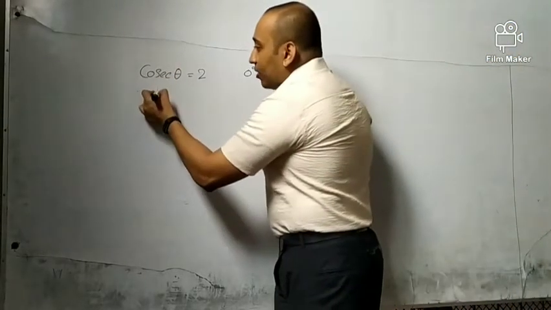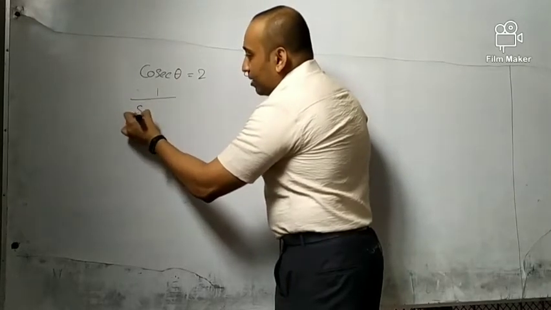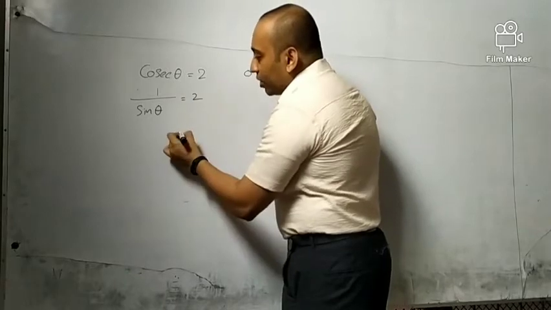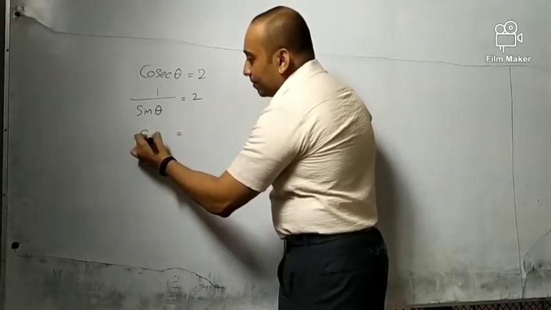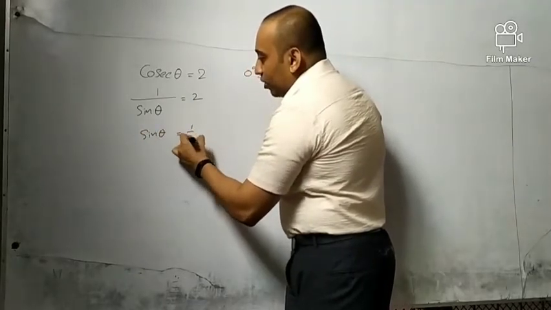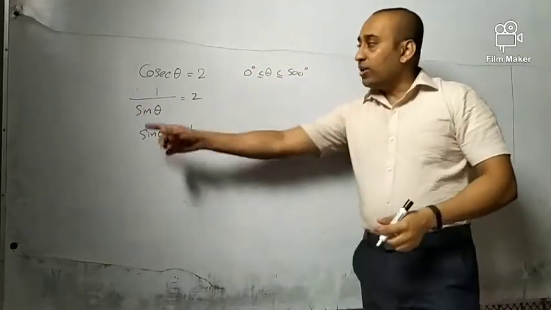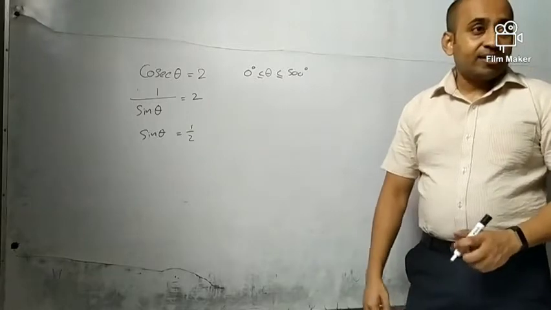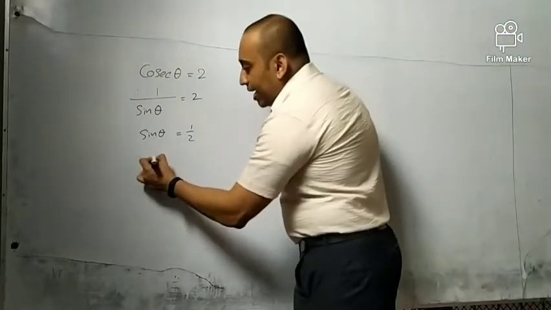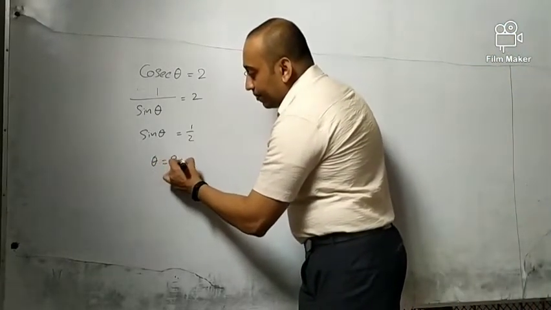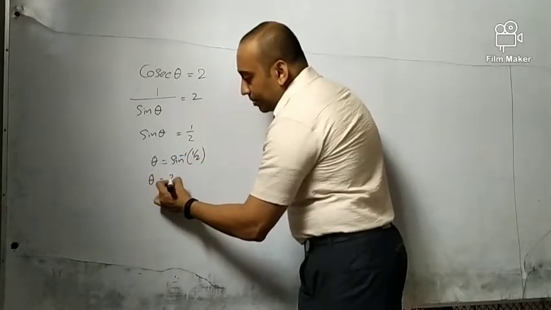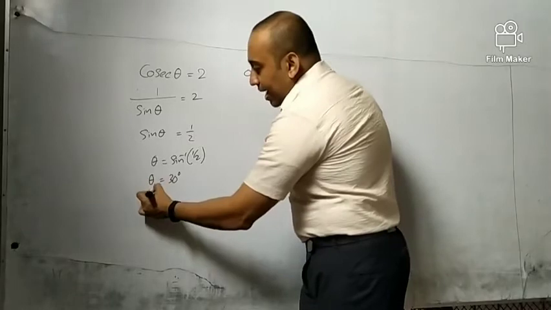Therefore, we can write cosec theta as 1 over sine theta equals 2. With that, if you take the reciprocal, you will get sine theta equals 1 over 2, sine theta equals half. With that, you can say theta equals sine inverse half. Sine inverse half is how much, children? That equals 30. So this is the first angle.